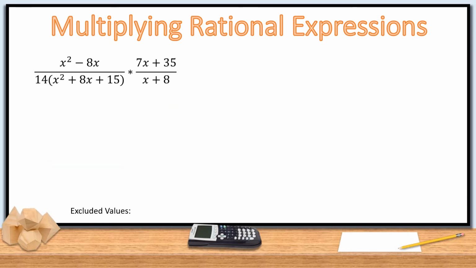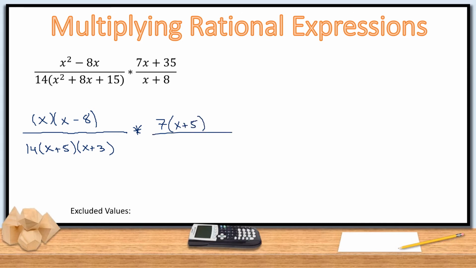Okay, let's go for another one. So first step, let's get it all factored down. X squared minus 8x, common factor is x, and we're left with x minus 8, all over. 14's already taken out, which is kind of handy. Factors of 15 that add up to be 8, that would be 5 and 3. And multiply by, we've got 7, x plus 5, over x plus 8.